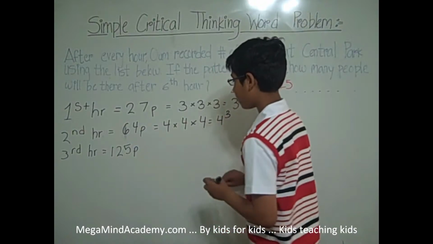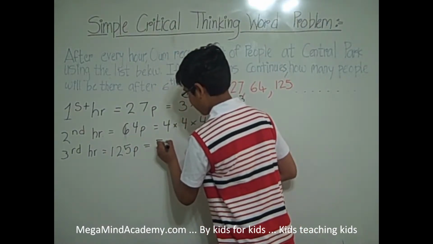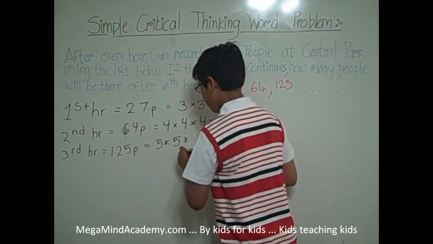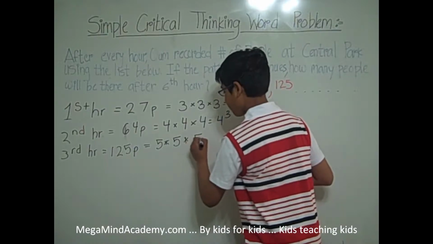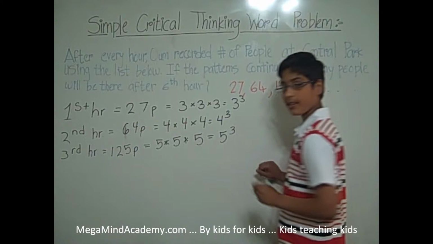125 is equal to 5 times 5 times 5, which is equal to 5 raised to the power of 3.